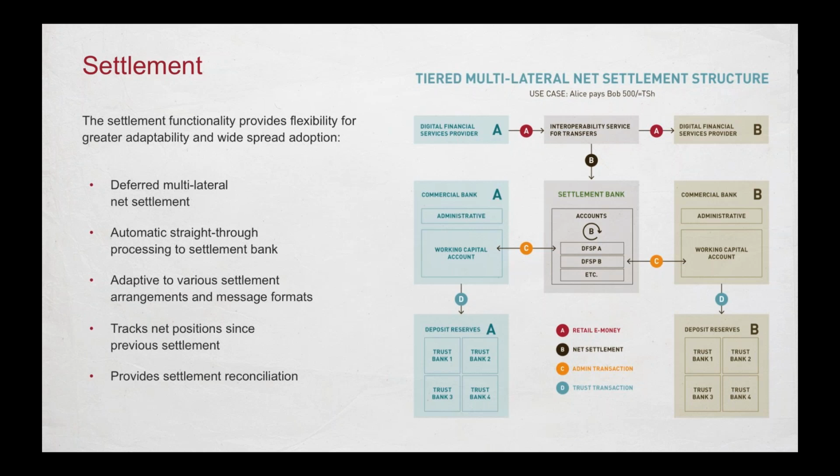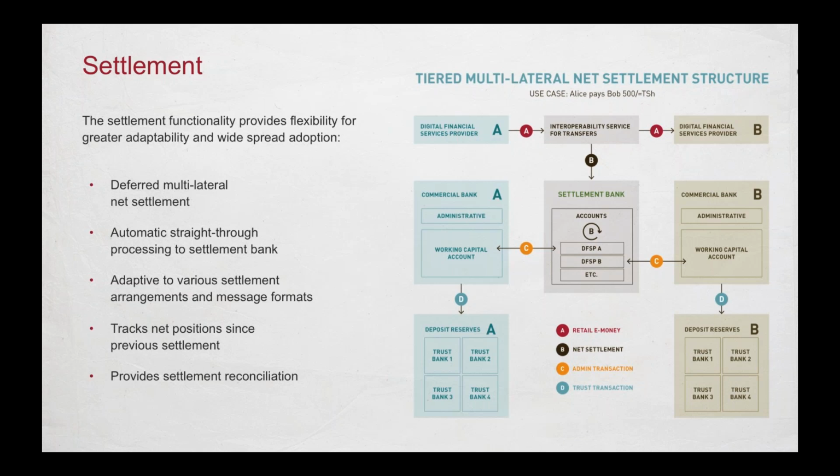It can do this then using automatic straight-through processing to the settlement bank, so that it's not something where we have to have people sitting at treasury terminals talking on phones trying to decide how much money to move. This can be done automatically. It's adapted to various settlement arrangements and message formats itself. So we do not need to use Interledger for the purposes of settlement, though we could. What we're using in this case is probably ISO 20022 PAX messaging to a settlement bank.